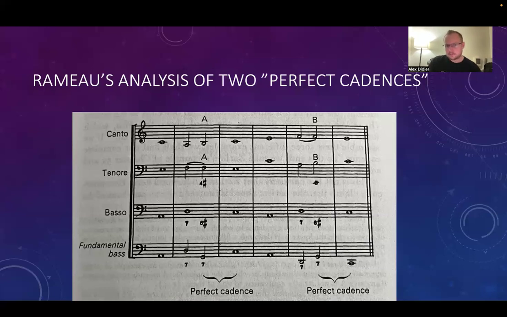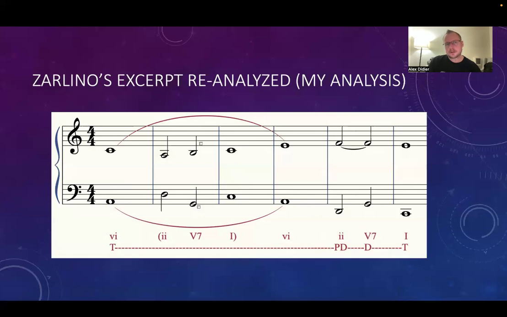As you've seen here, Rameau labels both these instances of 5/1 as perfect cadences. I propose a reimagining of Zarlino's excerpt, here shown in a more Kaplan-esque style of presentation, where we have essentially, and these are just the outer voices, soprano and bass, a 6 tonic substitute, 2/5/1 motion, with this extra cadence treated as an embedded phrase model.